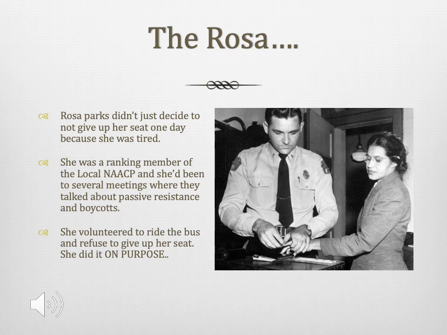So now the Rosa Parks part of the story. The thing is, I wasn't saying at the beginning that Rosa Parks wasn't a hero. It's just that the story often portrays her as an accidental hero. But in reality, Rosa Parks didn't just decide one day to not give up her seat to a white man because she was tired. And by the way, let's talk about that for just a second.